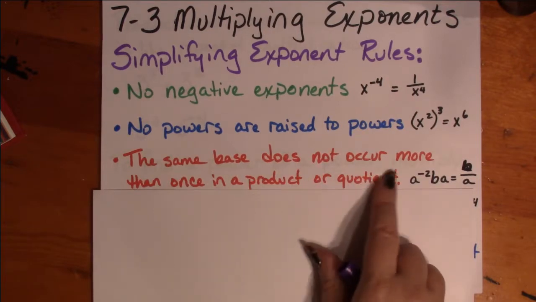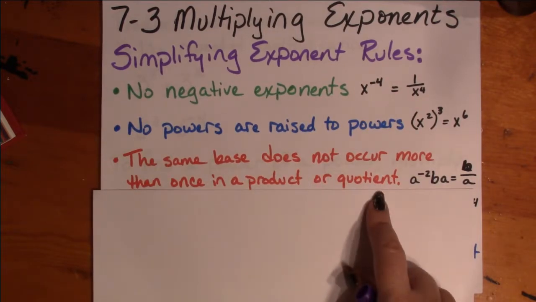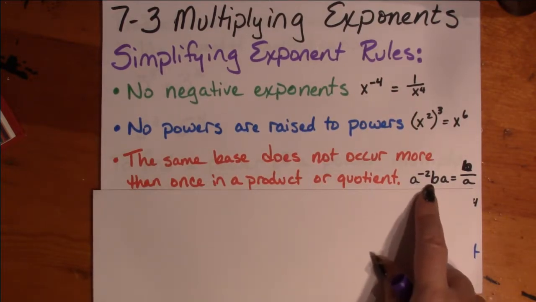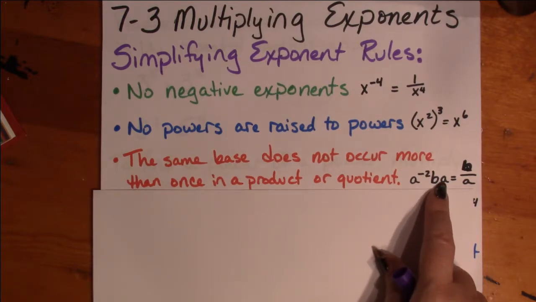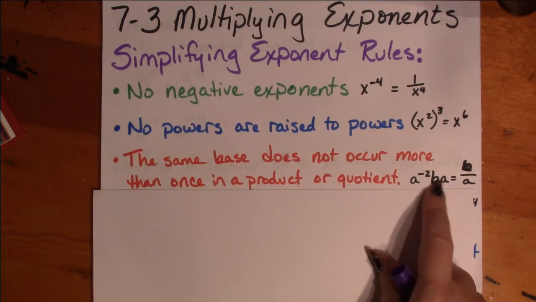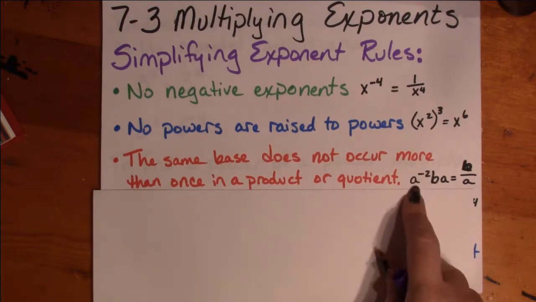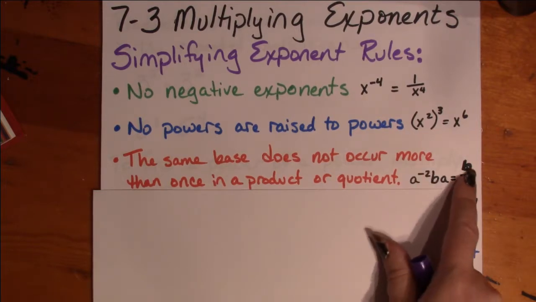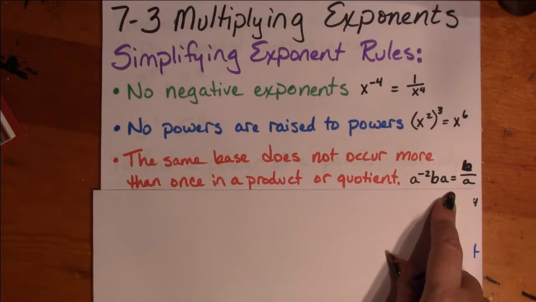The same base does not occur more than once in a product or quotient. So here I have a product that says a to the negative 2 times b times a. And you see how I have a twice here? I actually have to put a squared on the bottom and ab on the top and see that two of my a's cancel out of there, and we're going to work on this kind of problem as well.